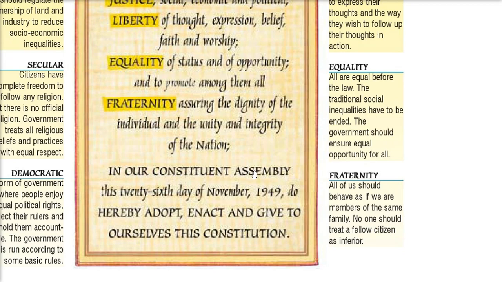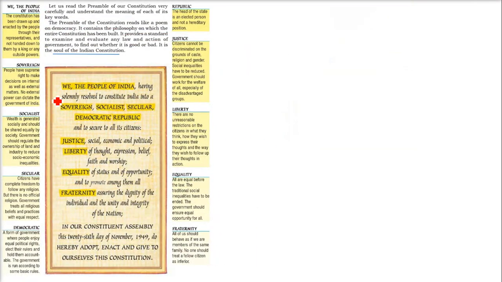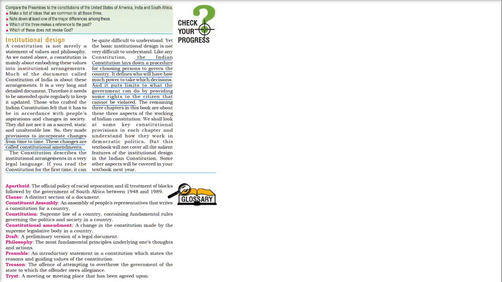Now the last thing says: in our Constituent Assembly, this 26th day of November 1949, do hereby adopt, enact and give to ourselves this constitution. This is the preamble, or soul, or gist, or summary of our constitution. When the constitution was being created, there were provisions for changes also. So the provisions to incorporate changes from time to time in this constitution. These changes are called constitutional amendments.